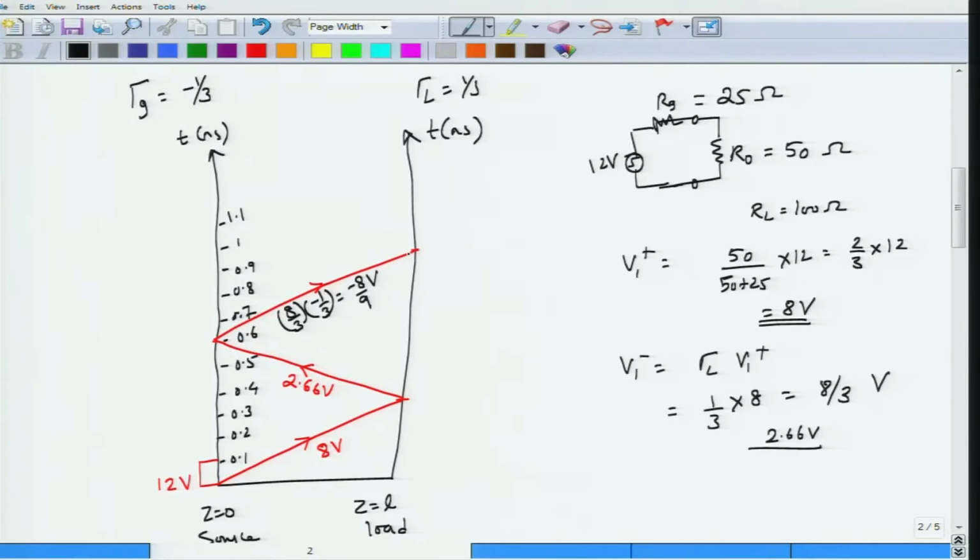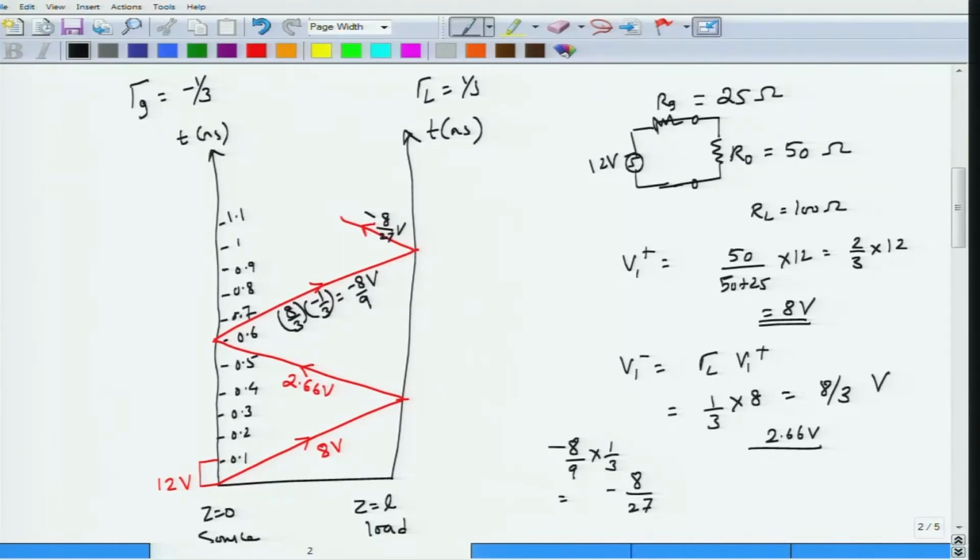And again, once you get a value here, it gets reflected again, but we don't have to calculate that one. We don't have to propagate this one, but the amount that gets reflected is minus 8 by 9 into 1 by 3, which is minus 8 by 27. So this is minus 8 by 27 volts. This is how the first step would behave.